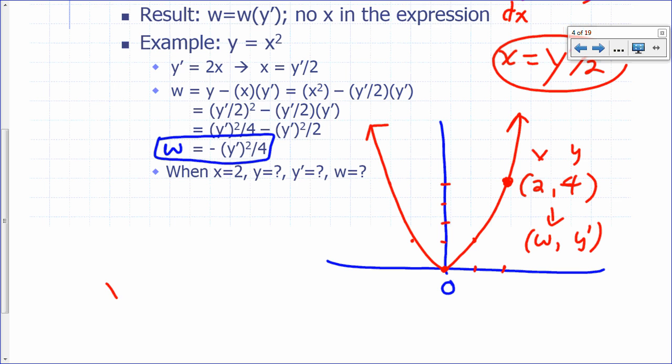What's our y prime? 2x. So what is 2x? 2 times 2, which is 4. y prime is 4. Okay? So that's your slope, right? That's the slope of the tangent line, correct? That's the slope of the tangent line.